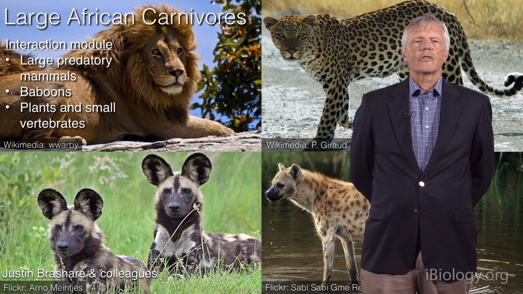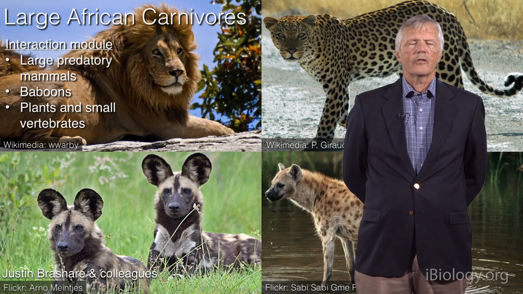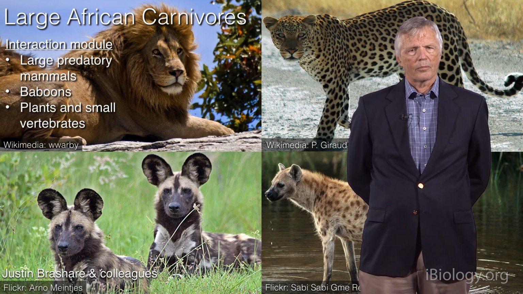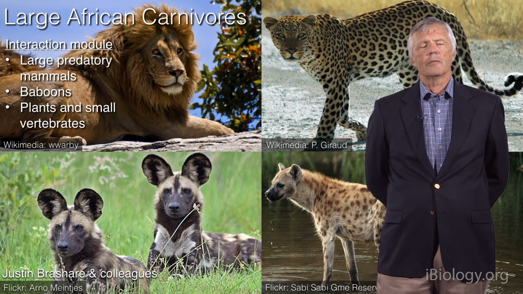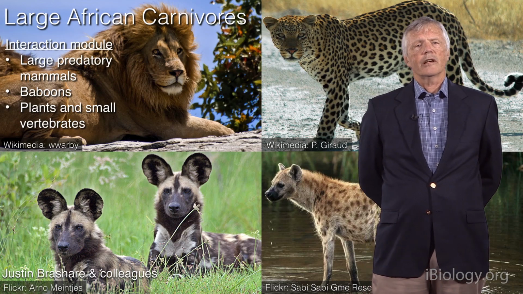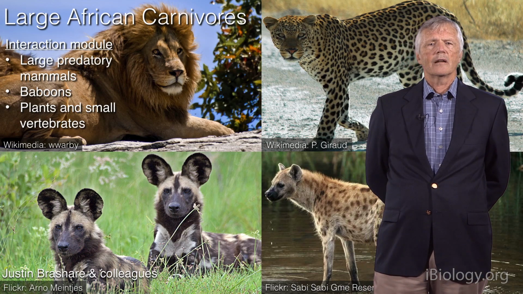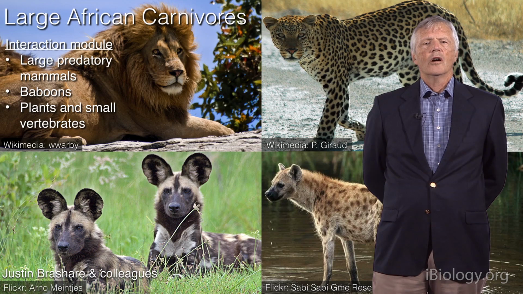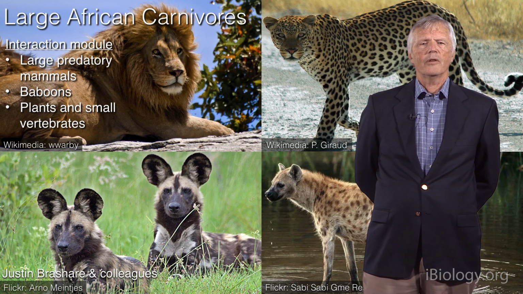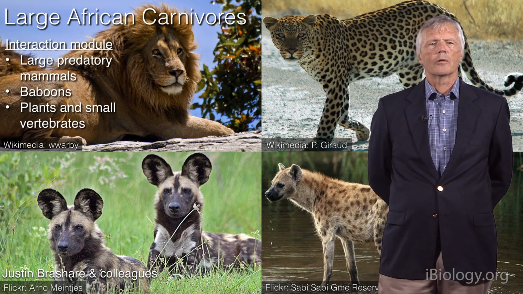The carnivores in this system are not just a single species like the wolf in North America, but a number of species. And in the particular case that I'm going to explain to you about, there are 4 species that are key. One is the African lion, another is a leopard, another is the wild dog in the lower left, and the final important carnivore species in this system is the spotted hyena in the lower right.